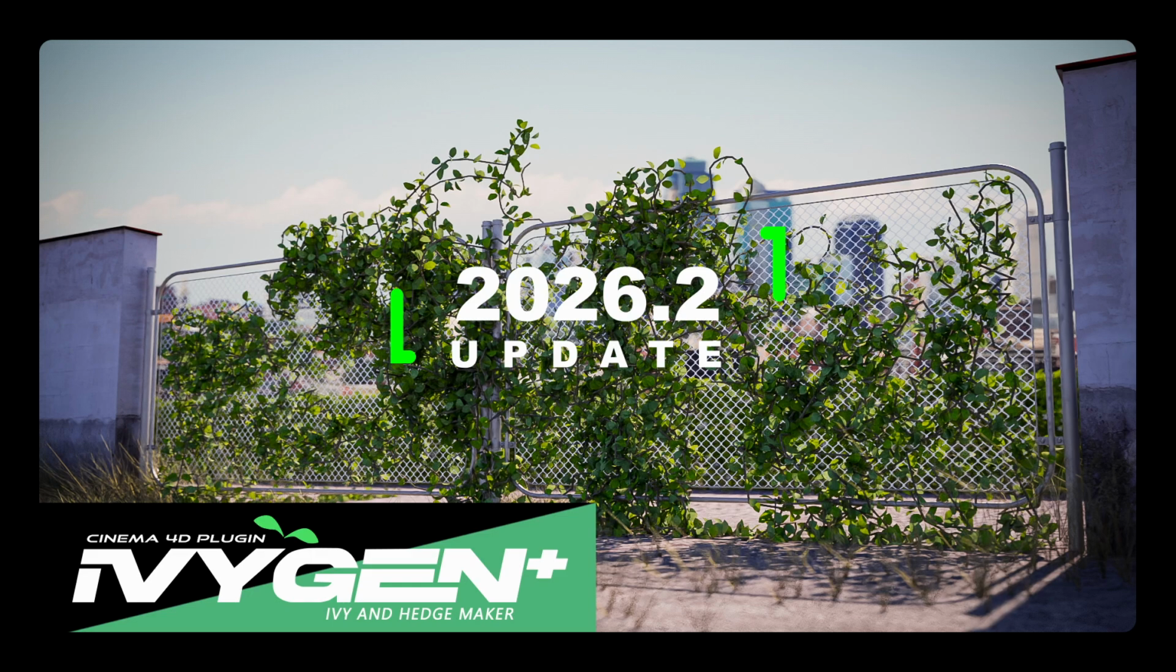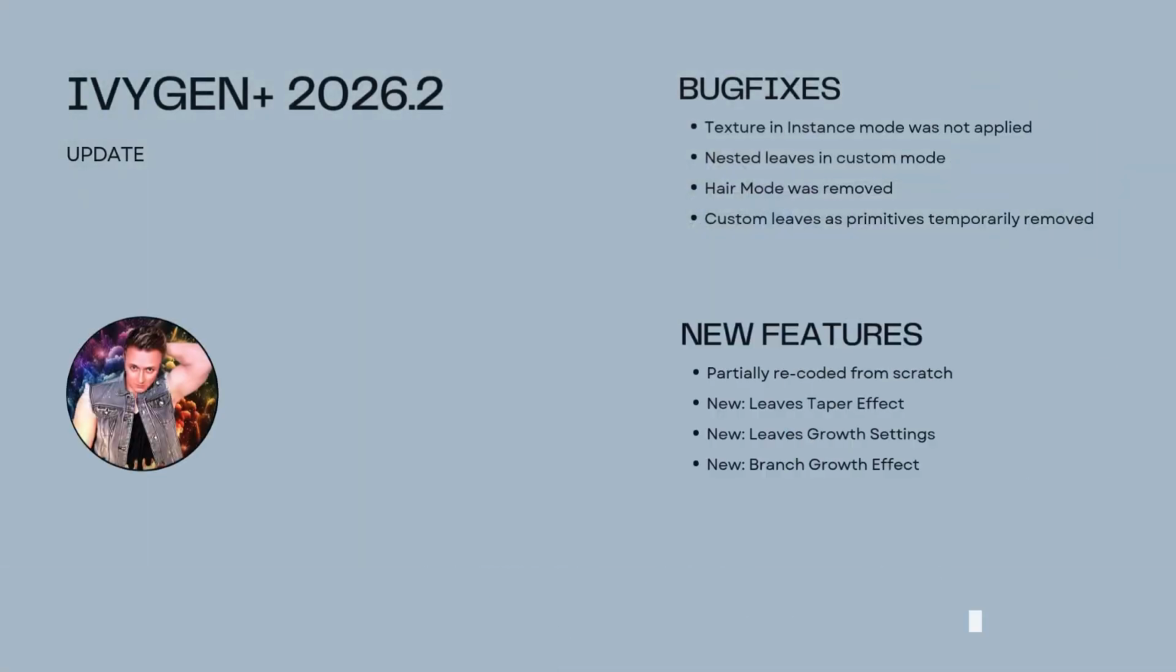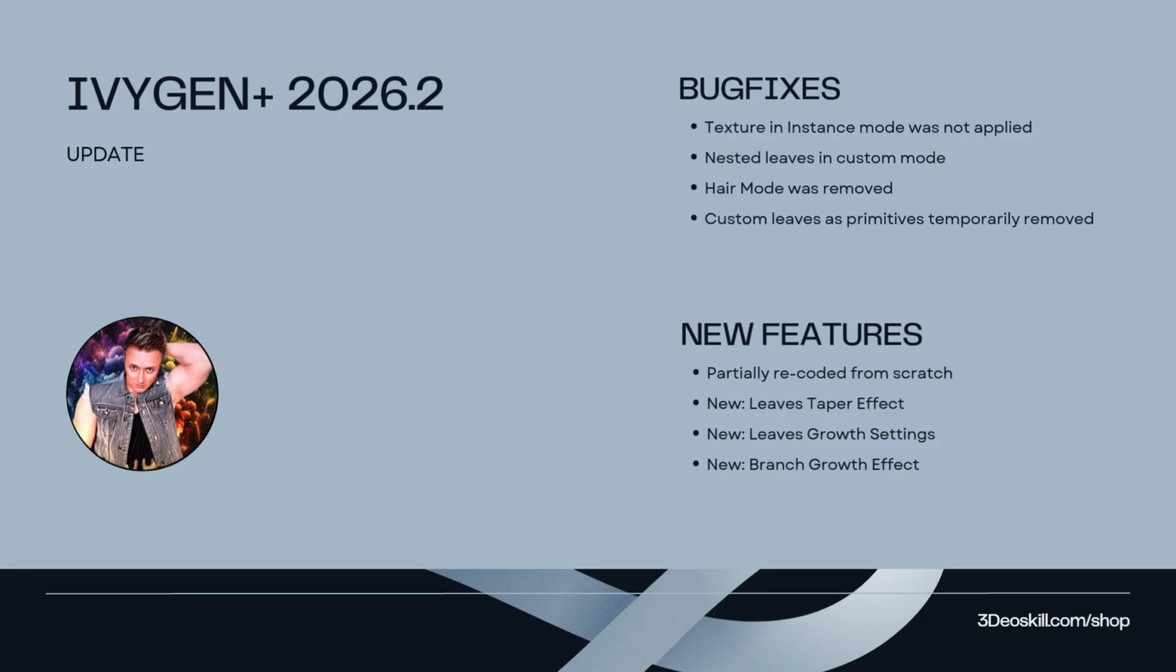So Ivygen Plus is an Ivy and Hedge generator for Cinema 4D. Since the previous version was a little bit buggy, some little bugs were implemented here, so I apologize for that. Let's head over to this figure and quickly see what the new features are.